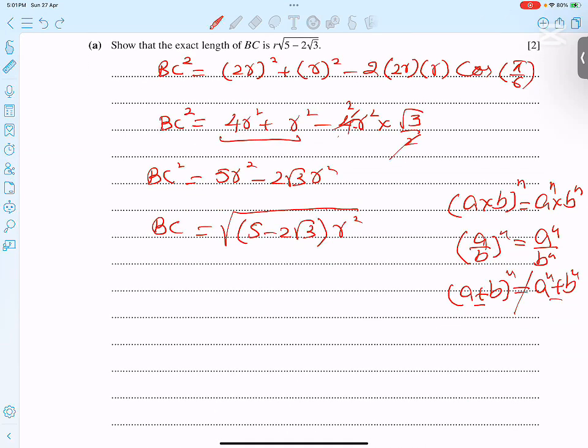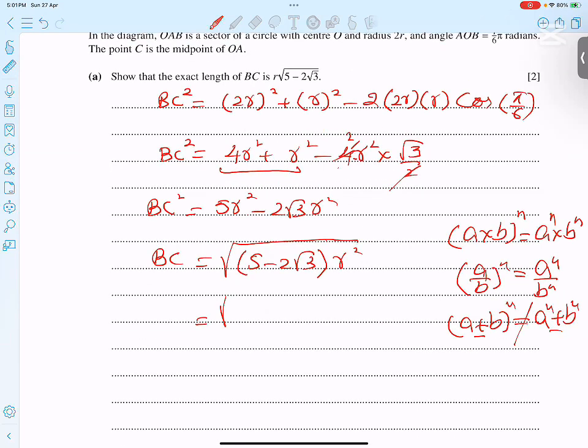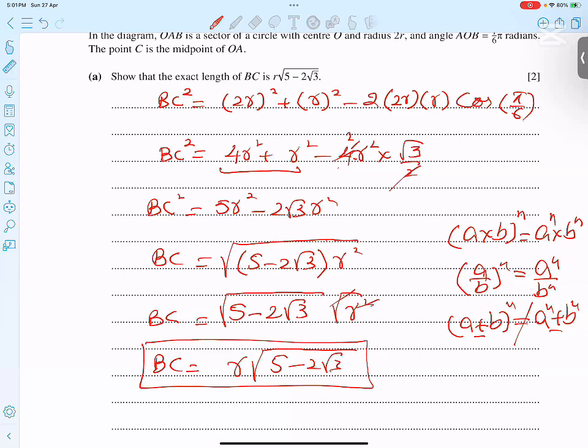So what is the sign in the middle here? Multiply. So I will deal with them separately. I will take the root of this separately, 5 minus 2 root 3, and the root of r to the power 2 separately, which cancels out, and we get our answer BC. That is r root of 5 minus 2 root 3. I hope you got the point clear. So we have done it.